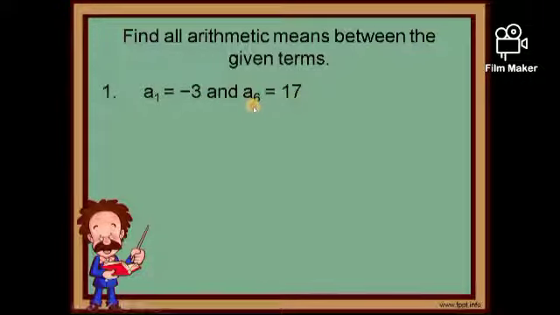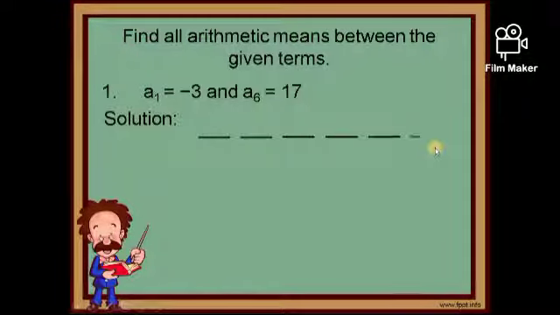So we're dealing with 6 terms. Solution. So we need to have 6 lines or 6 spaces. So 1, 2, 3, 4, 5, and the last one is 6. Okay. And the first term goes here, negative 3. The sixth term goes in the last term.